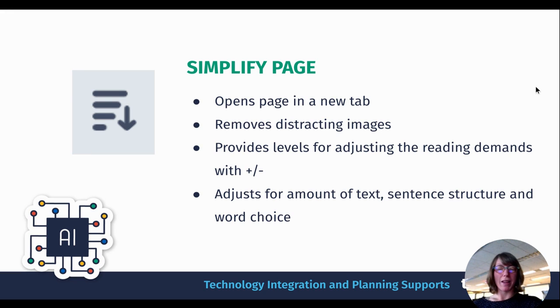Next, let's have a look at the Simplify Page feature. When you click on this option on the web toolbar, it opens the website you're currently on in a new tab. In doing this, it then removes all distracting images that do not add to the meaning that is being conveyed on the web page. You'll see that then you have levels for adjusting the reading demands, with a plus being more complex and a minus being less complex. This feature is adjusting not only the amount of text, but also the sentence structure and the word choice. Let's have a peek at this one.